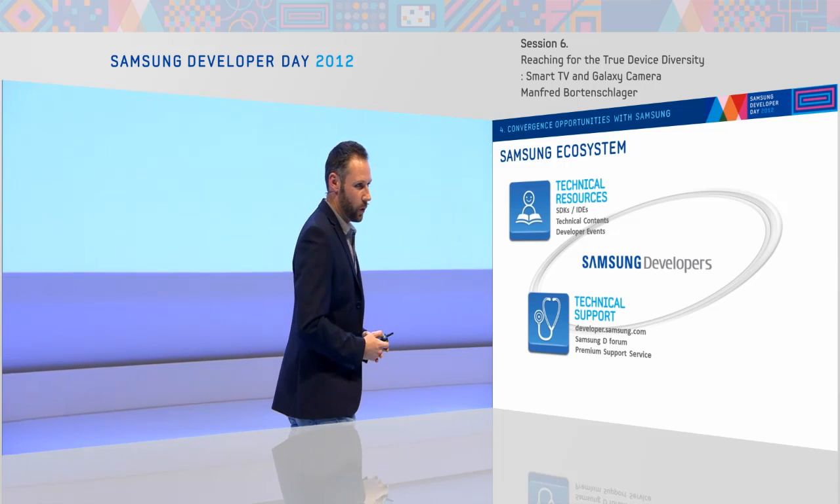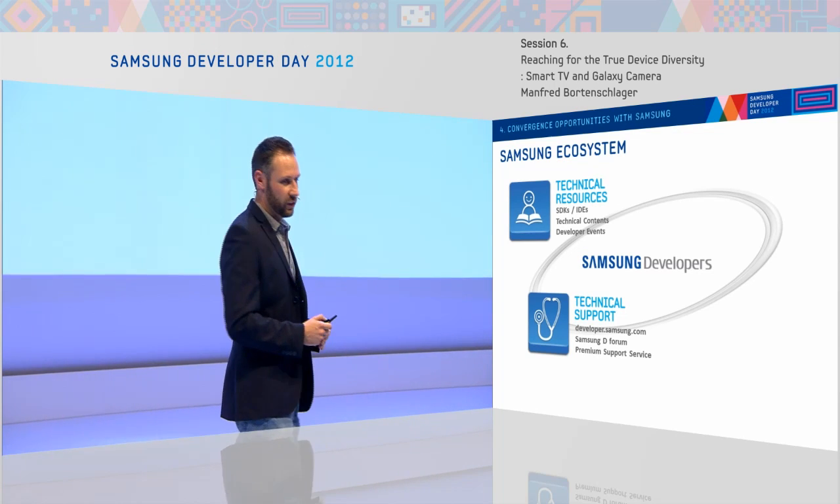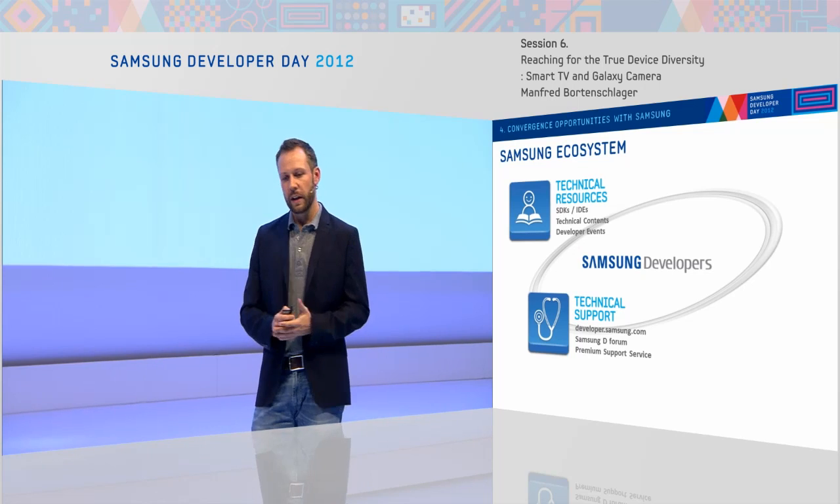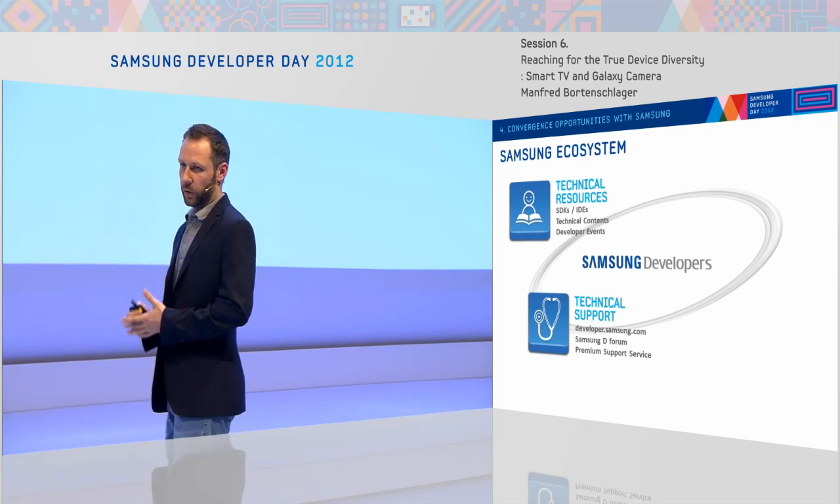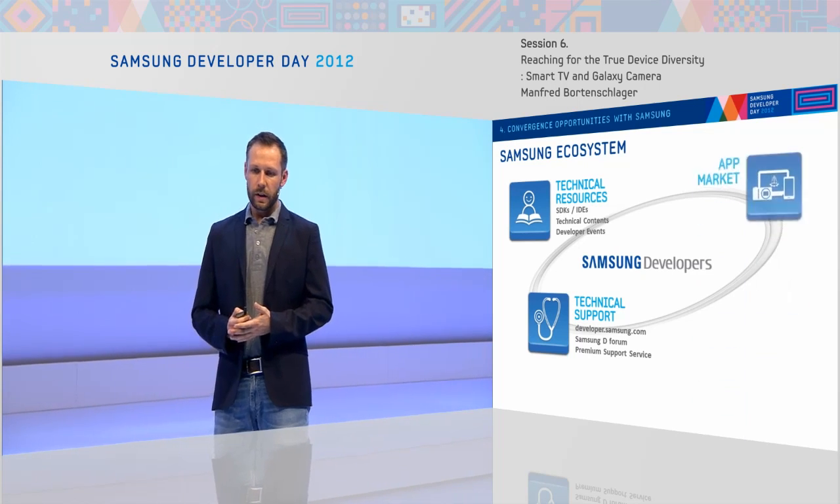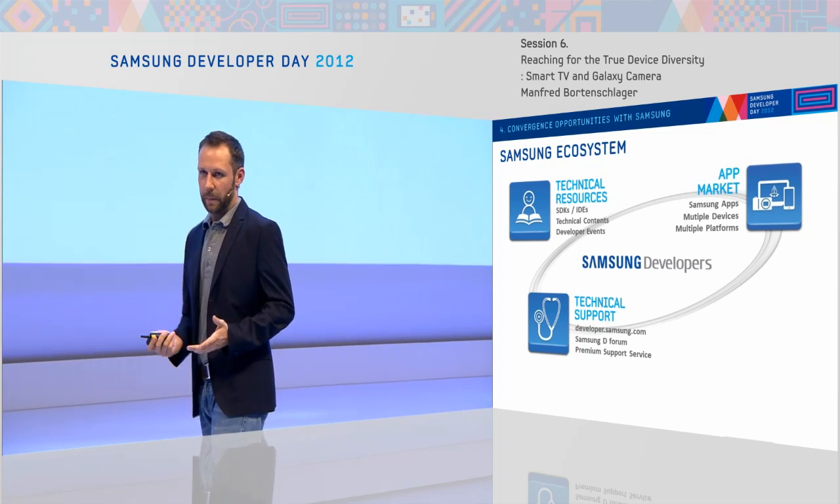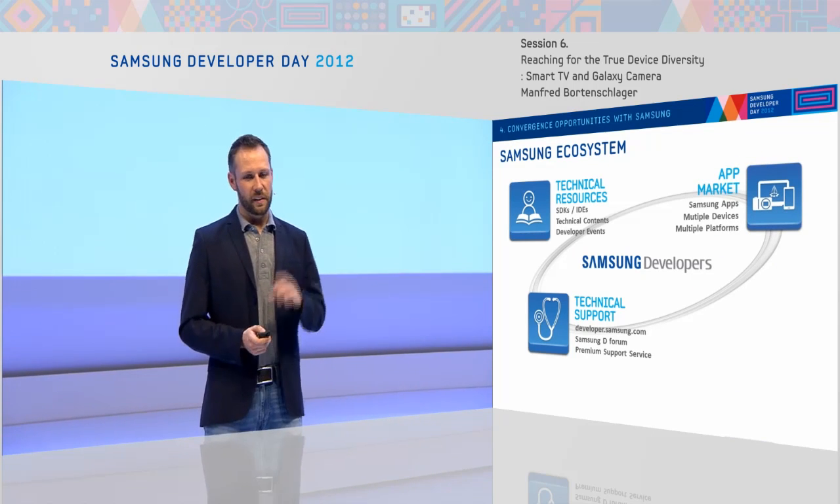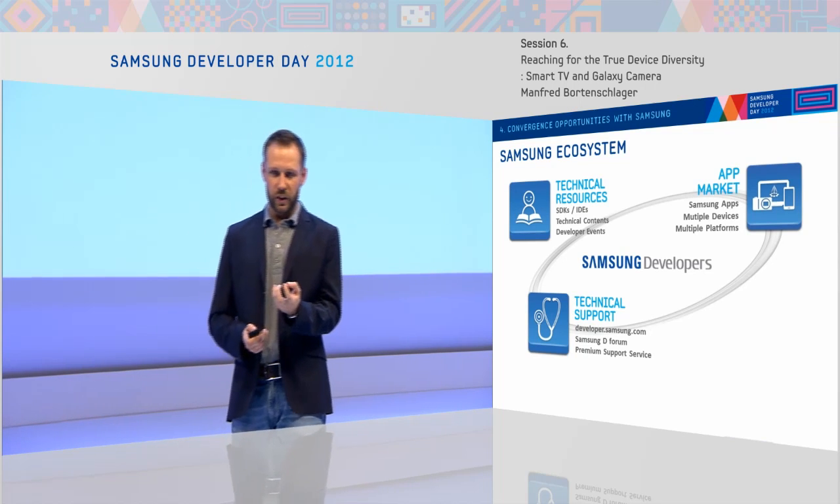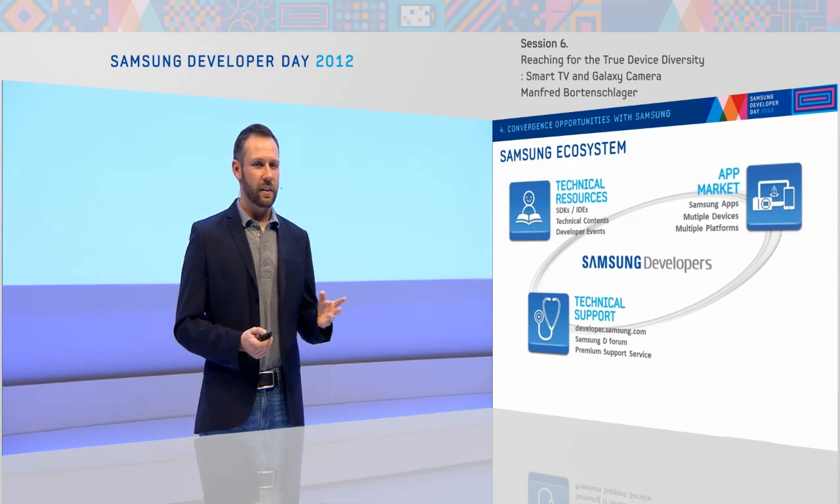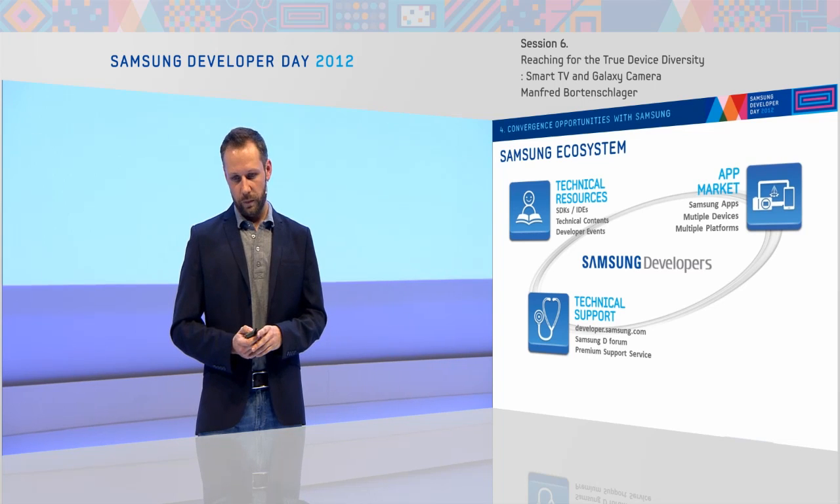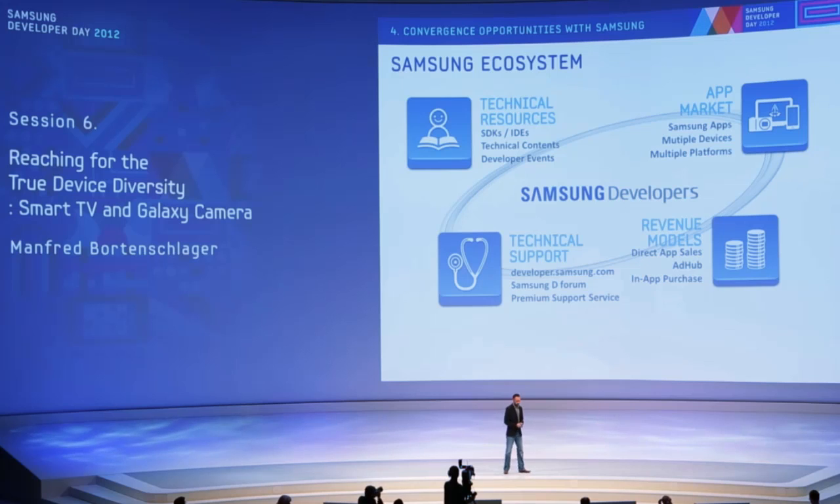Next is technical support. So we have our various developer sites, which you can all use for free, and we also have a dedicated premium support service. Number 3 is our app market, Samsung Apps. As I said, Samsung Apps is at the epicenter of our idea of convergence, and it spans multiple devices and multiple platforms. And finally, revenue models. Samsung supports a couple of revenue models, such as direct app sales, generating revenues through ads, through our ad hub service, and in-app purchase.